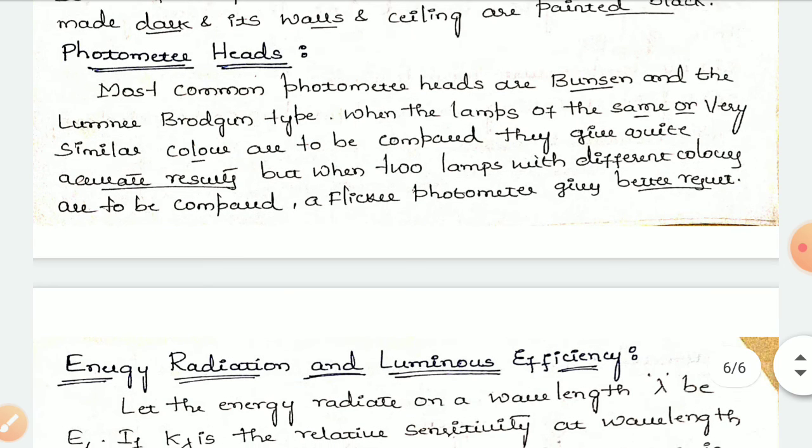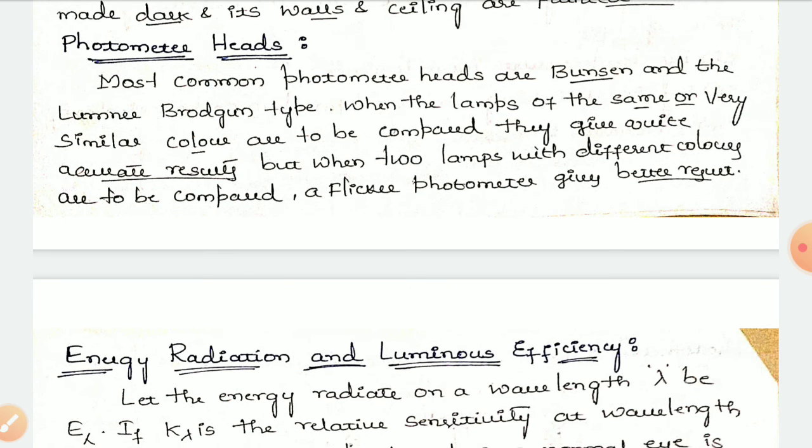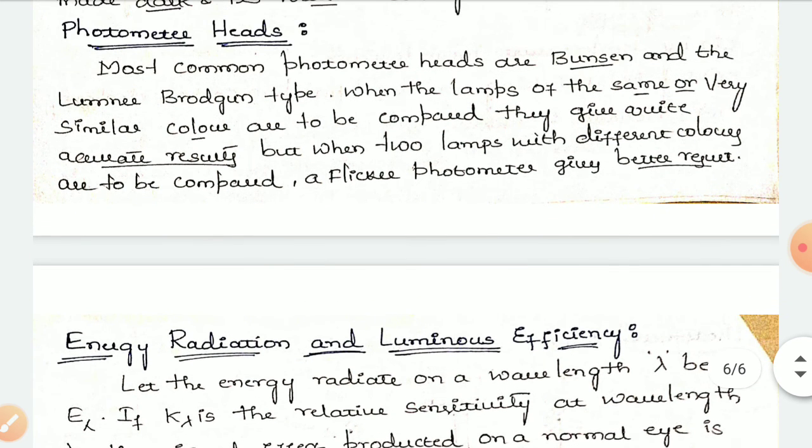When lamps of the same or very similar color are compared, the Bunsen and Lummer photometer gives a precise value, so accurate results will be obtained. Flickering photometers also give better results. If you are using two lamps of almost similar candle power, then with a Bunsen and Lummer as well as a flickering type of photometer, you will get precise values.